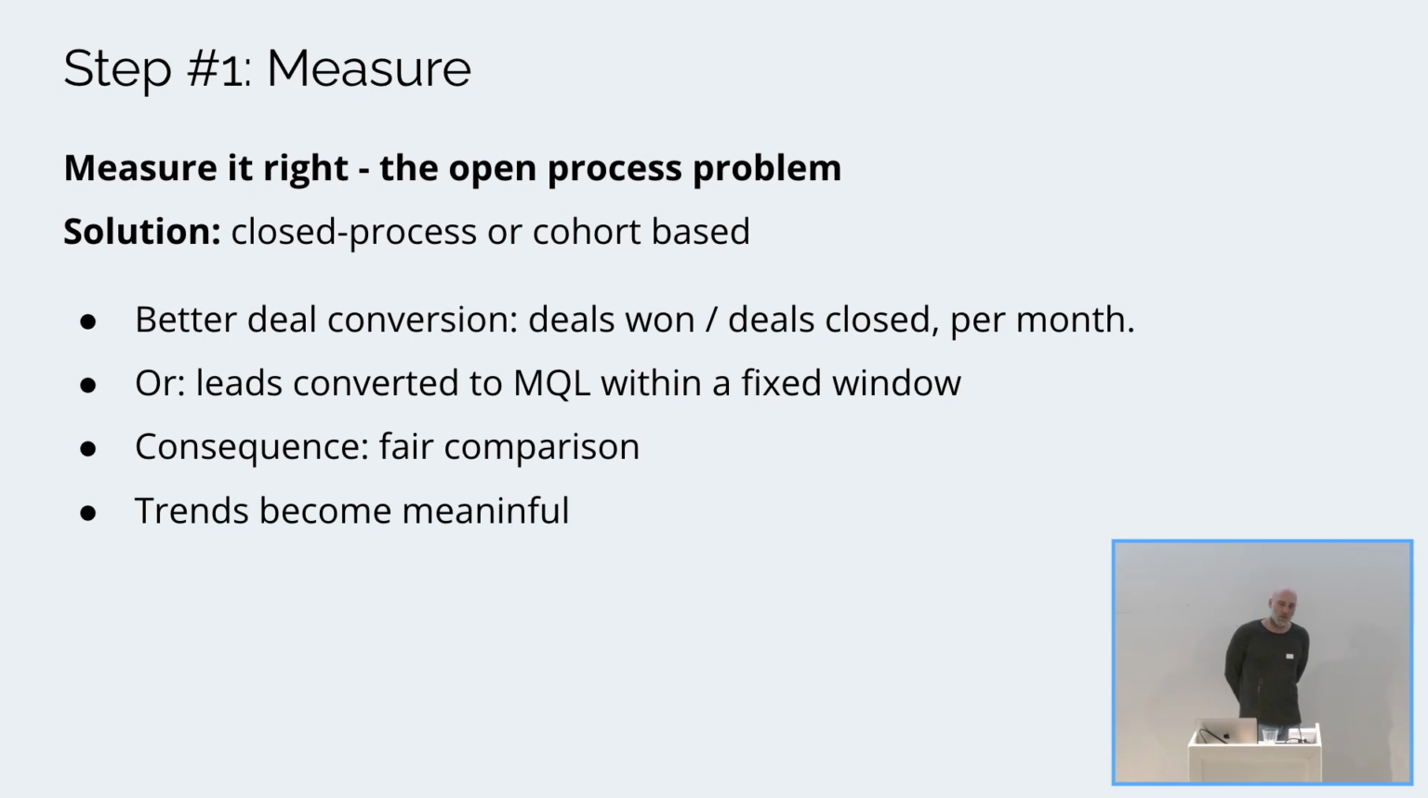So instead, you always want to look at a closed process, or you want to measure it cohort-based. So, for example, for deal conversion, you want to look at deals won divided by all the deals closed this month, because that gives you a fair comparison, or leads converted to MQL within a fixed window. And so you can say, I can see that on average it takes 90 days for a lead to convert to an MQL, so then I'm going to look 90 days back, and of all the leads created 90 days back, how many of them have converted.